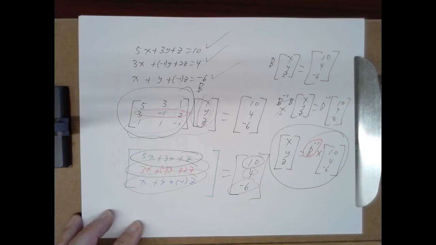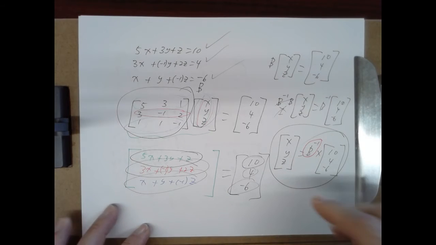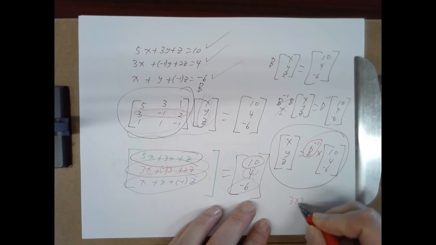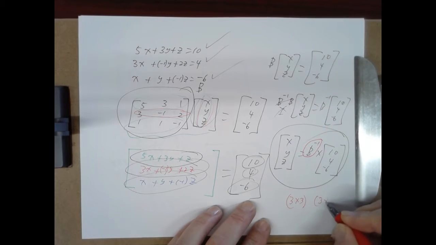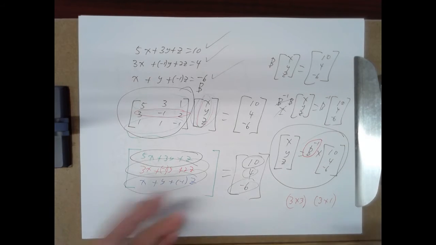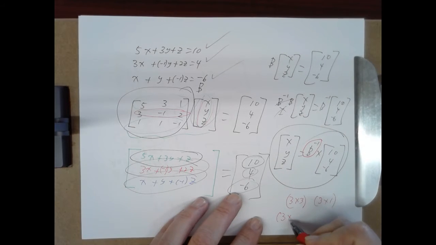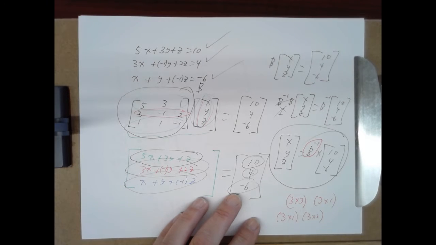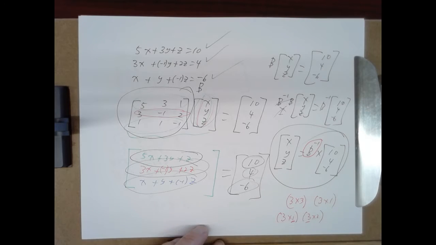Right? B inverse is going to be 3 by 3, and we're multiplying by a 3 by 1. If we try to switch them around, we'd be taking a 3 by 1, trying to multiply by a 3 by 3. That's not defined, right? Because this number and this number aren't the same.